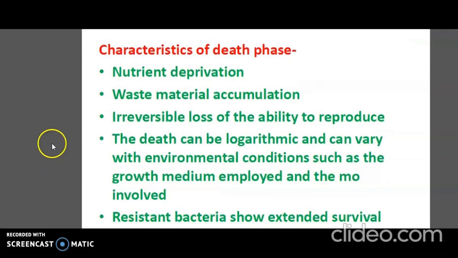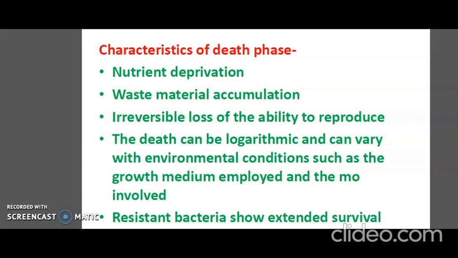Let's see a few of the characteristics of the death phase. There is nutrient deprivation, waste material accumulation, irreversible loss of the ability to reproduce, and the death can be logarithmic and can vary with environmental conditions such as the growth medium employed and the microorganisms involved. An exception is that the resistant bacteria show extended survival.